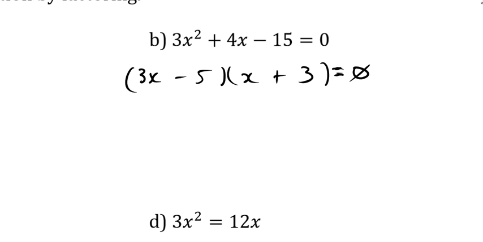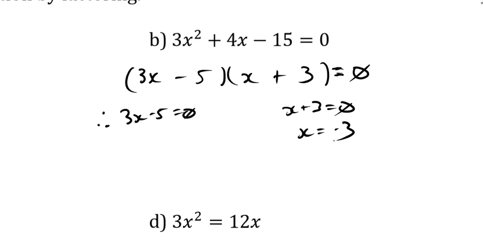Okay, so I just factored. I made sure that the right side was 0. Therefore, 3x minus 5 equals 0, or x plus 3 equals 0. Again, this one's easy. X equals negative 3. How do I do this? The one on the left. Move the 5 over. Divide by 3. So far, so good. Any questions? All right, we'll keep going.